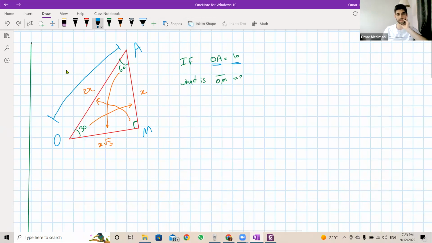Okay, so OA is 10. Basically, I can have an equation like 2x equals 10. Then I will divide by 2, and it's easy to say x equals 5.